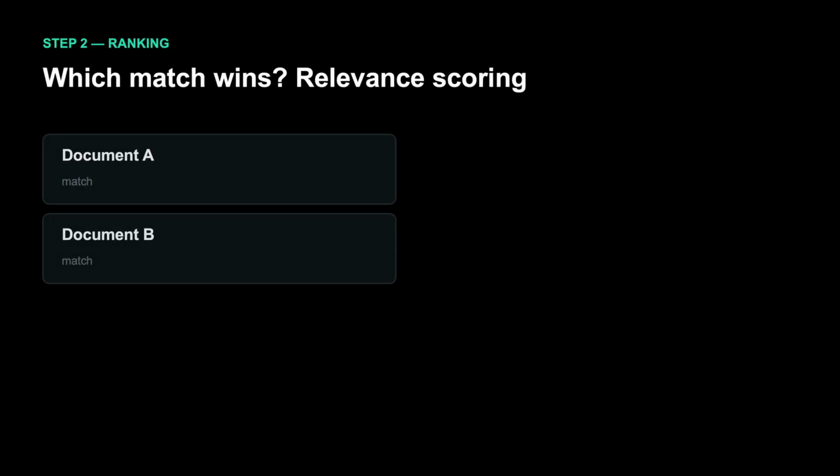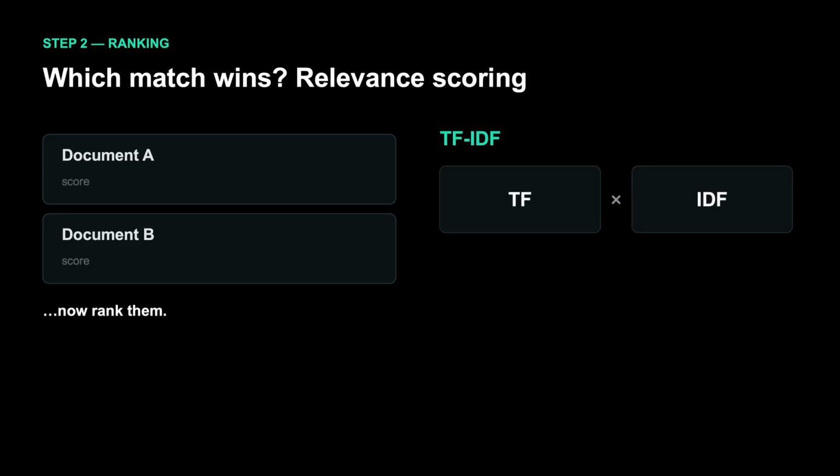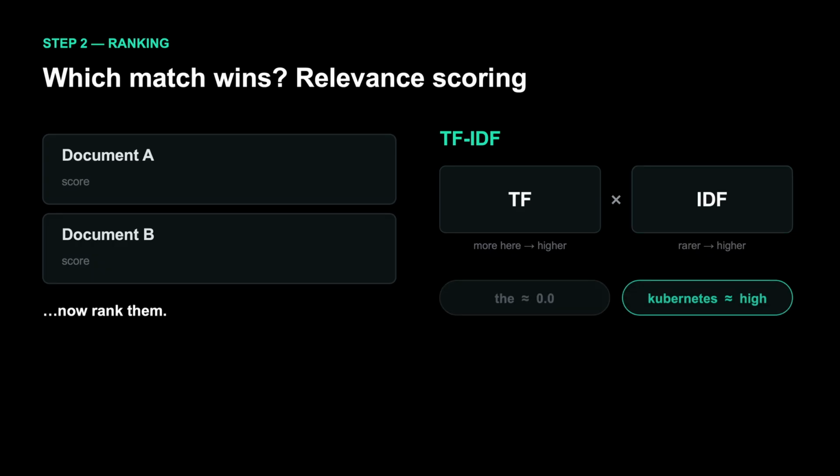Okay, so you have found the matching documents, but which one goes first? This is where search stops being a database and starts being a ranking engine. The classic answer is TF-IDF, two intuitions multiplied together. Term frequency: the more often your term appears in a document, the more that document is probably about it. Inverse document frequency: the rarer a term is across the whole corpus, the more it matters when it hits.